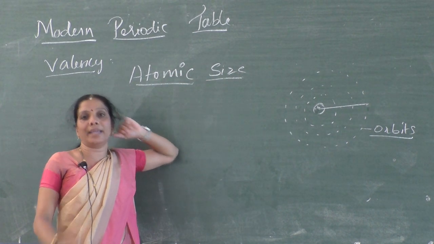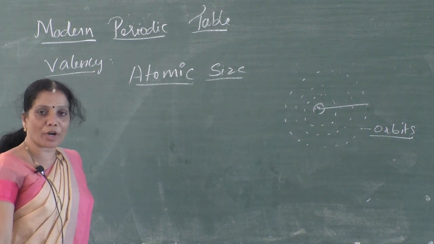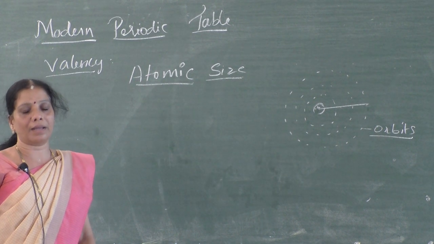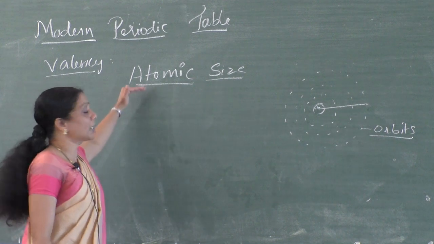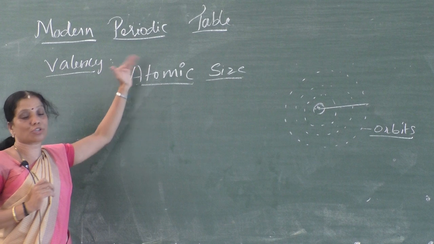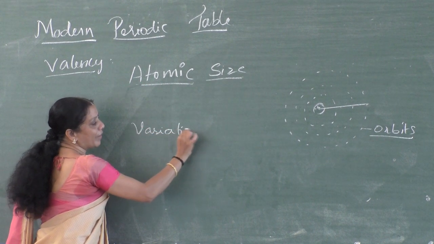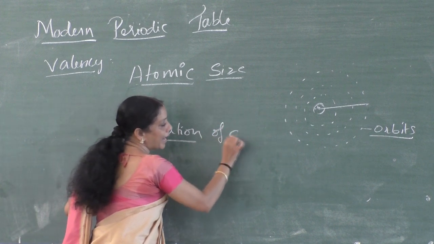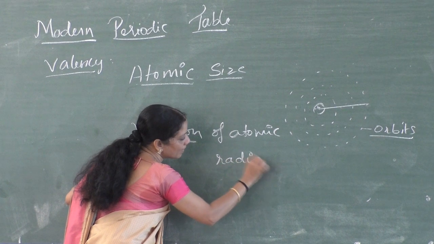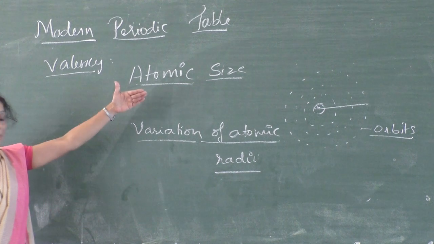Now let us study the variation of this periodic property along the period of the modern periodic table and down the group of the modern periodic table. How does this atomic size vary along the period and down the group? We have to study now the variation of atomic radii. Now let us study the variation of the atomic radii along the period and down the group.